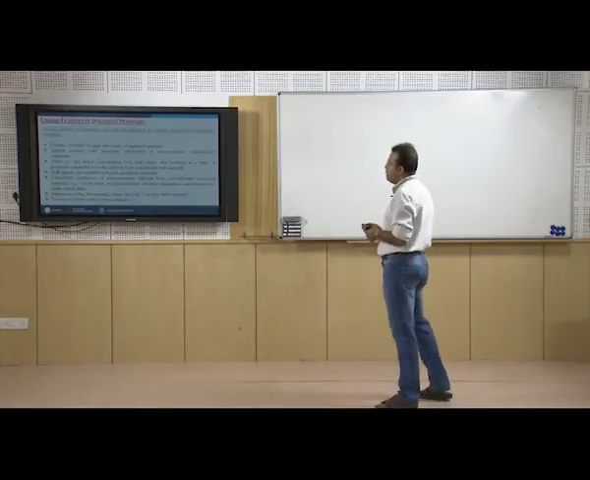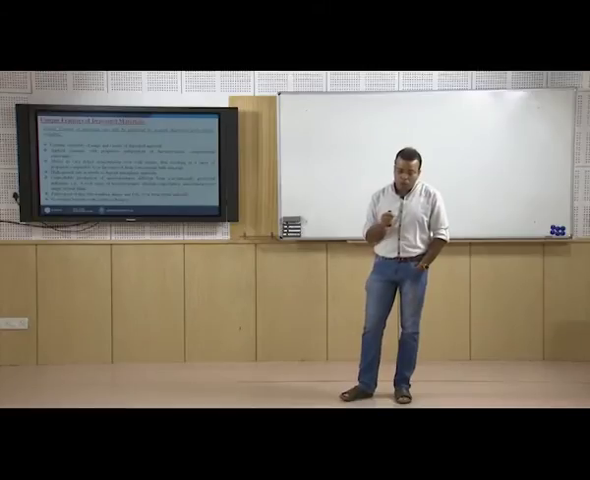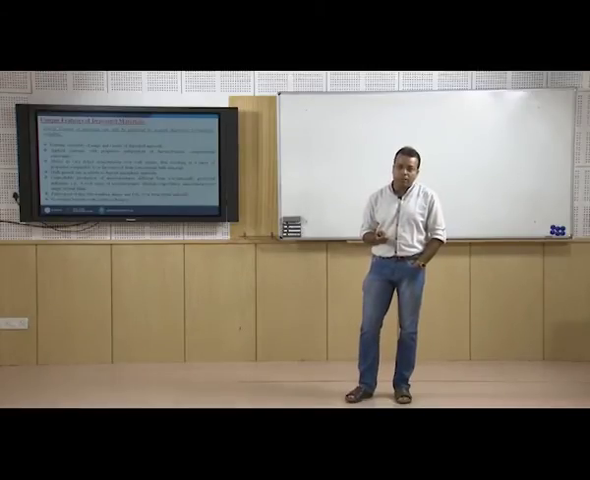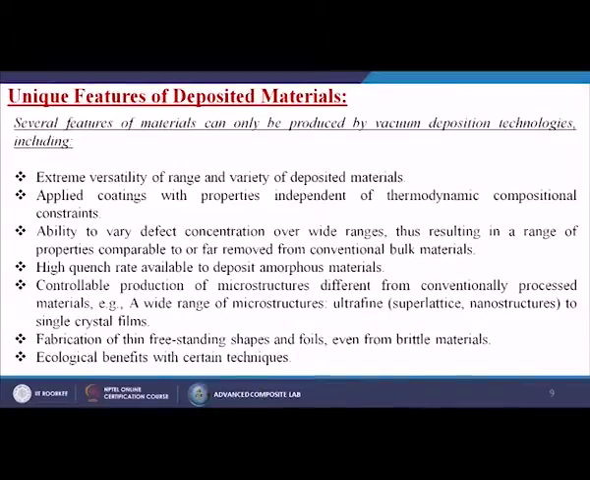Unique features of deposited materials. There should be some unique features, because when we are doing the deposition of that particular material, what are we going to achieve, or what advantages are we going to get. Several features of materials can only be produced by vacuum deposition technologies, including extreme versatility of range and variety of deposited materials, applied coatings with properties independent of thermodynamic compositional constraints, and the ability to vary defect concentration over a wide range, thus resulting in a range of properties comparable to or far removed from conventional bulk materials.